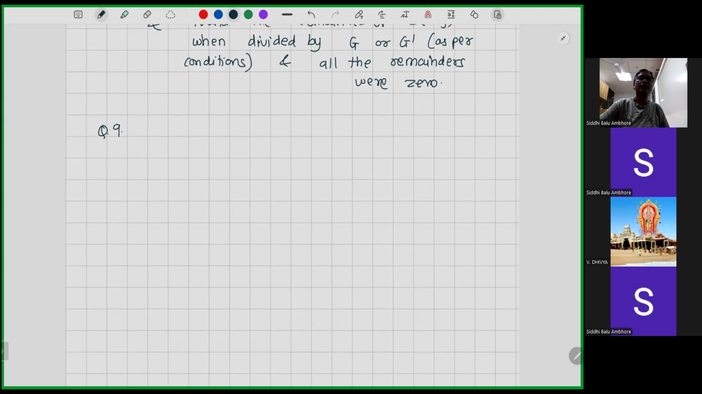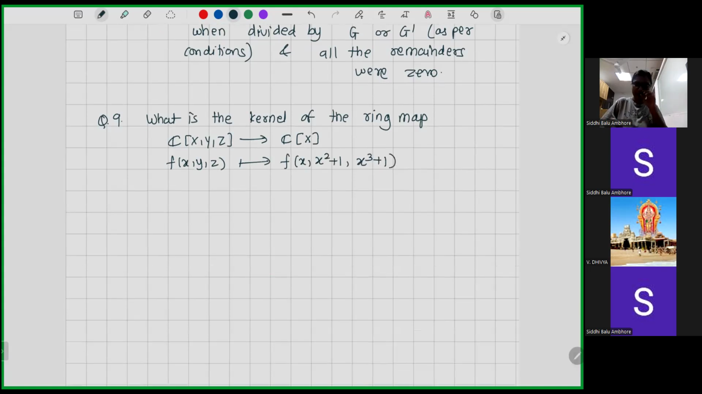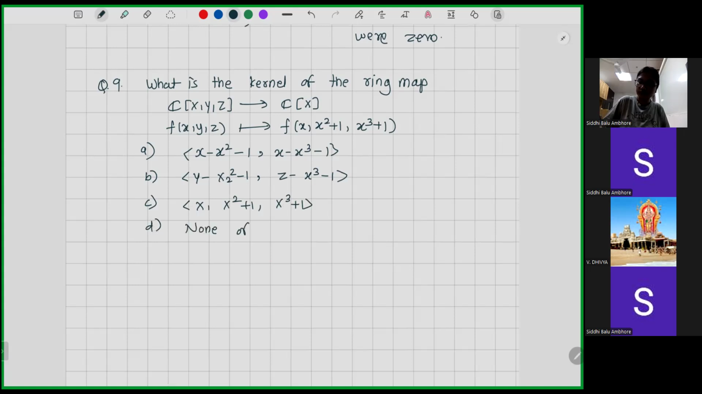And question 9 is that, what is the kernel of the ring map C[x,y,z] to C[x], where f(x,y,z) goes to f(x, x square plus 1, x cube plus 1), and they have these options: a is x minus x square minus 1, x minus x cube minus 1; b is y minus x square minus 1, z minus x cube minus 1; and c is x, x square plus 1, x cube plus 1; and d is none of the above.